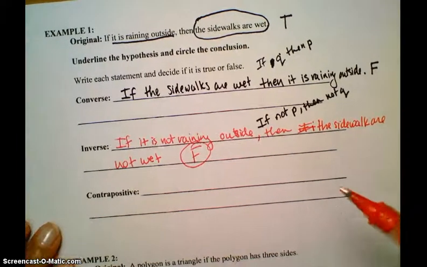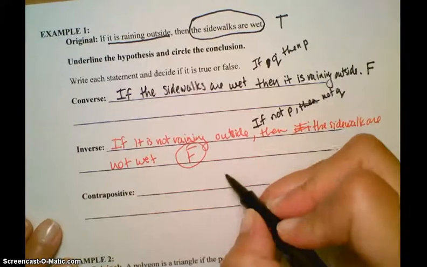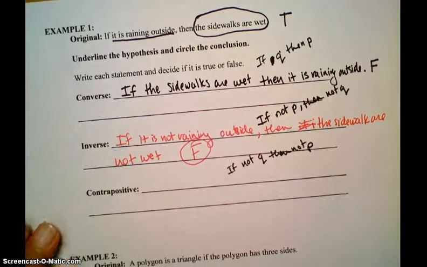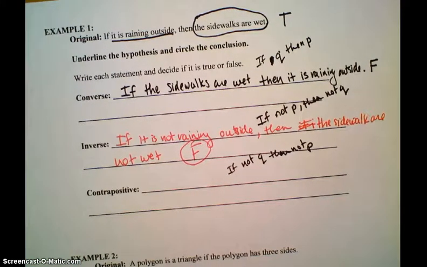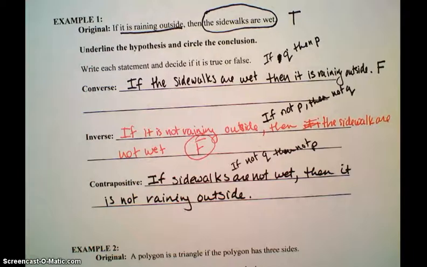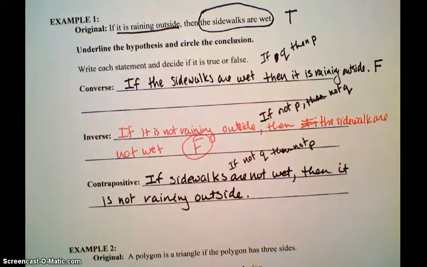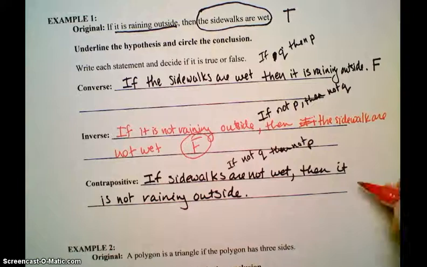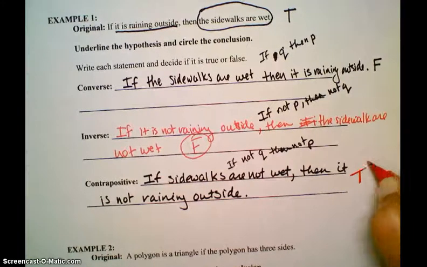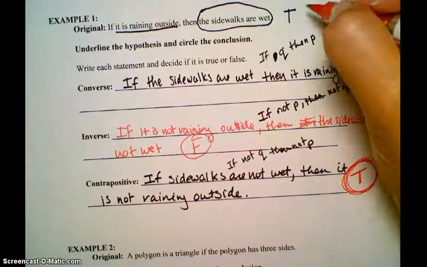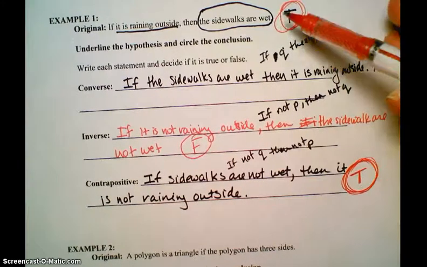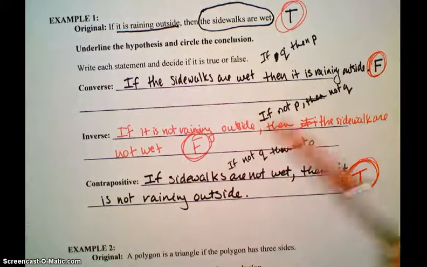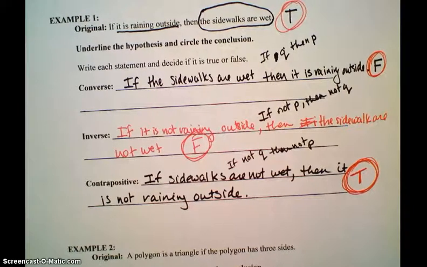Okay, contrapositive. The contrapositive is going to be if not Q, then not P. So, to make that happen, I'm going to go ahead and pause it and we'll come back and look at it. And by magic, we have the contrapositive written. So if the sidewalks are not wet, then it is not raining outside. And I would have to say that is a true statement. Now I want you to notice that the contrapositive and the original both have the same truth value. The converse and the inverse also have the same truth value. They're both false.